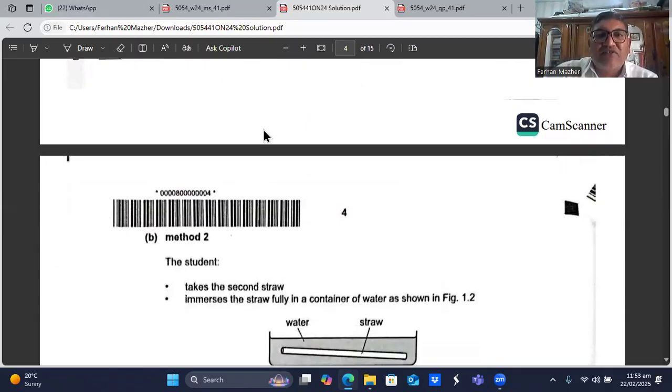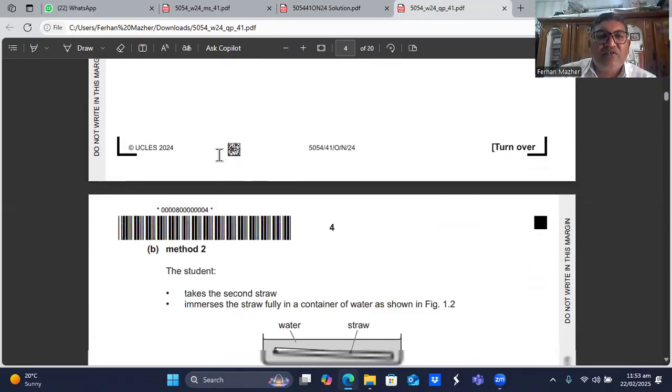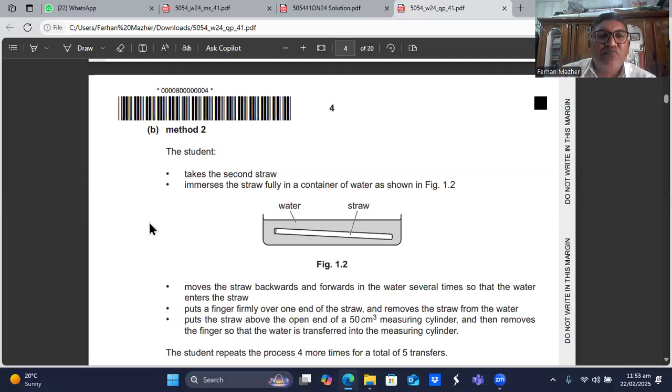So let's go to the next part of this question. He says method number 2. The student takes the second straw, immerses the straw fully in a container of water as shown in figure 1.2. Move the straw backwards and forwards in the water several times so that the water enters the straw. Puts a finger firmly over one end of the straw and removes the straw from the water.